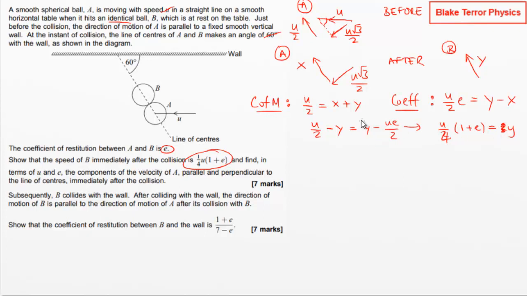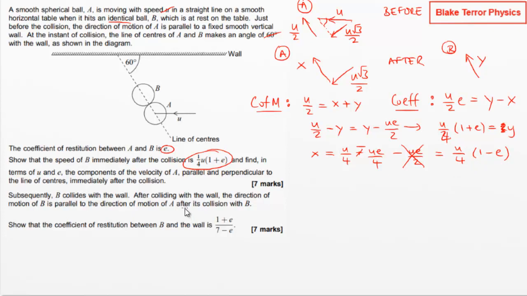Or we could just plug that y into one of them. So x is equal to y, so that's u over 4. I'm going to expand it out because we're going to need to. ue over 4 minus ue over 2. And that is going to give us, so we've got minus, that's just going to disappear and give us a minus sign there. So we've got a u over 4, 1 minus e.